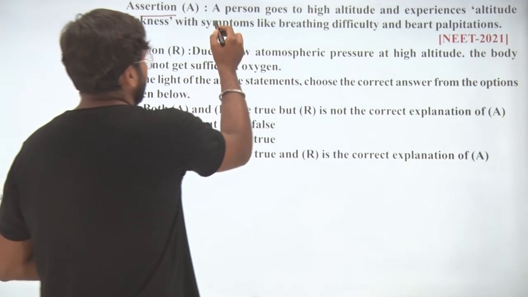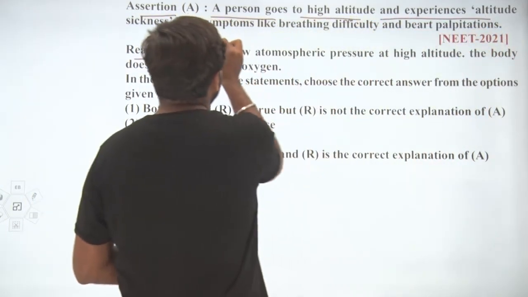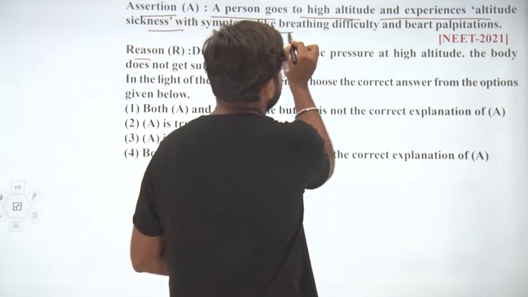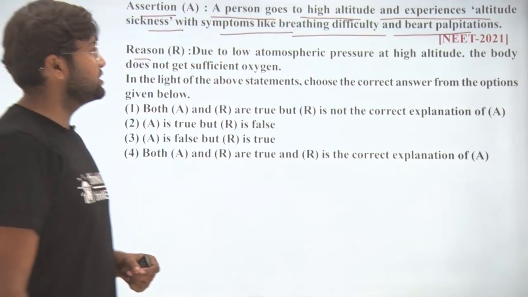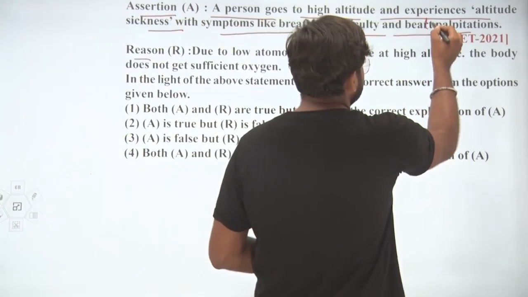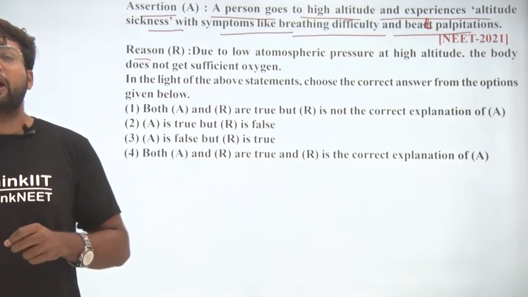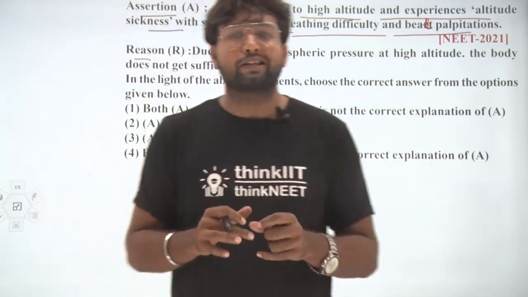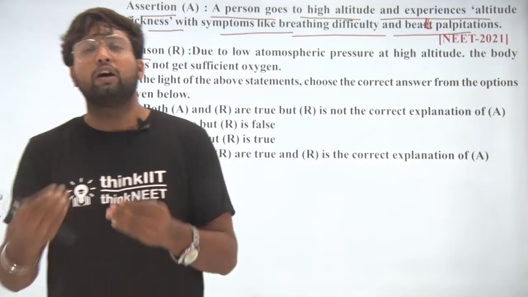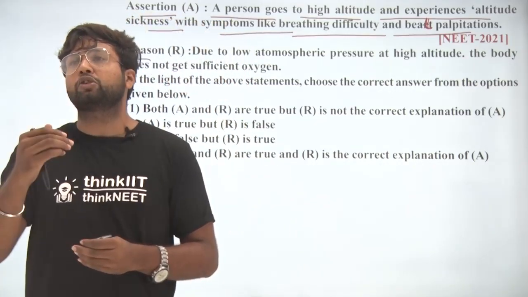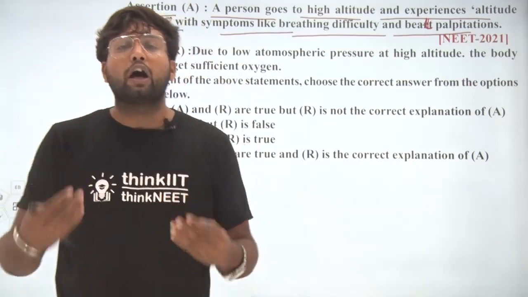The assertion says: a person goes to a high altitude and experiences altitude sickness with symptoms like breathing difficulty and palpitation, that is, heartbeat palpitation. Clear? Palpitation means the heartbeat is not normal. As we have always noticed, when we move to hilly areas at higher altitudes, like Amritsar, Amarnath and other hilly areas, when you are going above, you are unable to breathe.